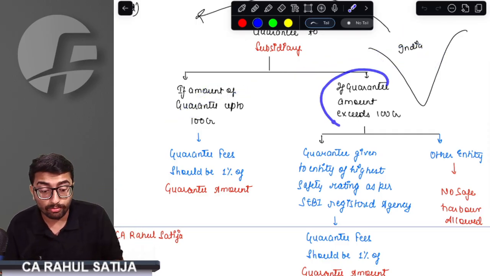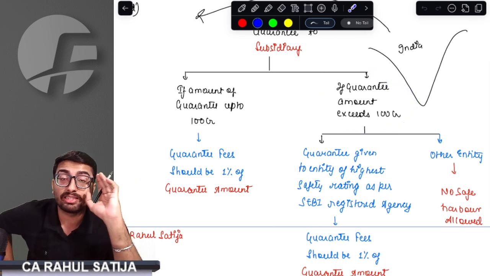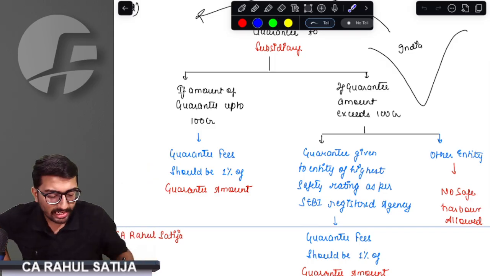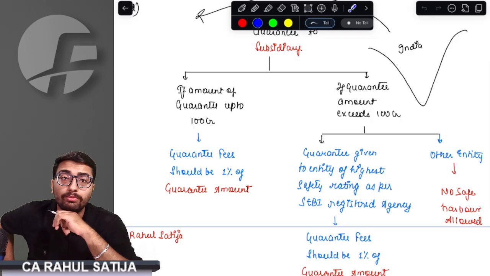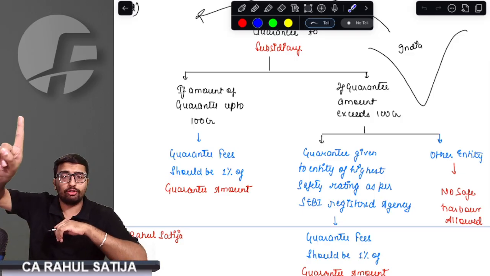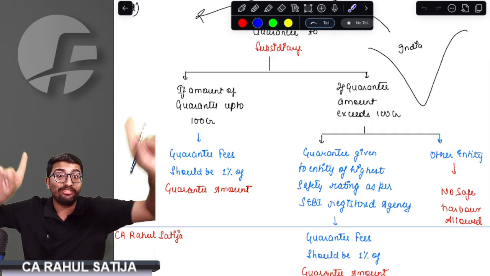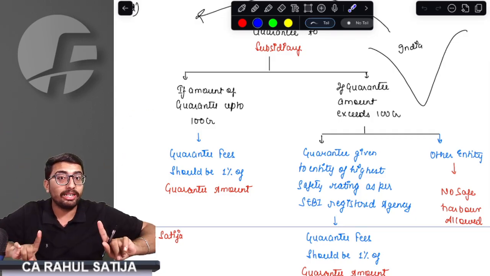But sir, if it is giving a guarantee for more than 100 crore, will safe harbor be allowed? Will safe harbor rules be given to us? Right answer is normally no. Up to 100 crore, 1% fees to be charged. But if the guarantee amount exceeds 100 crore, then is safe harbor allowed? Right answer is normally no.